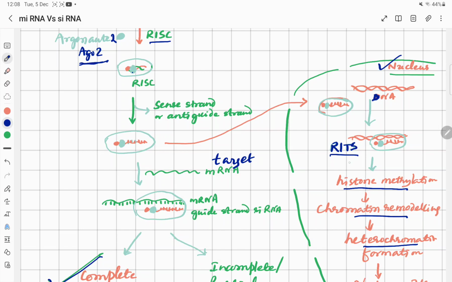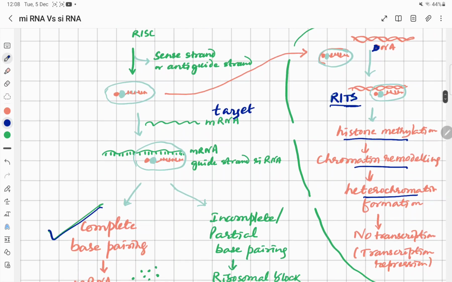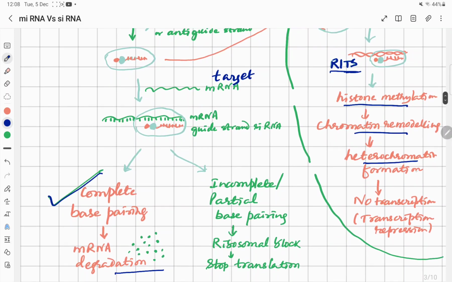It forms another complex called RITS. The full form is RNA induced transcriptional silencing. Here T stands for transcriptional silencing. So what does it cause? It causes histone methylation, which leads to chromatin remodeling, which causes heterochromatin formation. And once there is heterochromatin, there will be no transcription, because transcription occurs when the chromosome is in the form of euchromatin, and heterochromatin formation leads to no transcription or transcription repression.